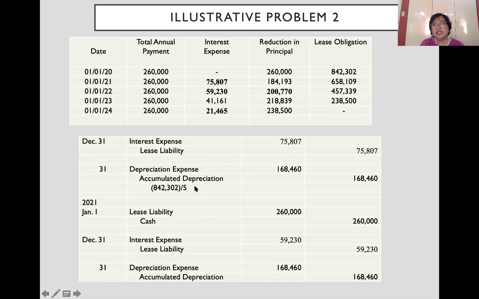So after preparing that entry, your asset as well as its accumulated depreciation has been recognized already, and then you have to physically return the asset to the lessor, but it will not affect your accounting entries anymore. You have just to state as part of your memorandum entry that the right of use asset has already been returned to the lessor. Again, at December 31, 2024, you only need to prepare this entry, followed by another entry closing both accumulated depreciation and the right of use automobile.